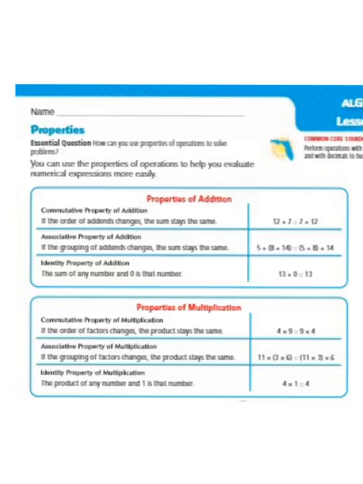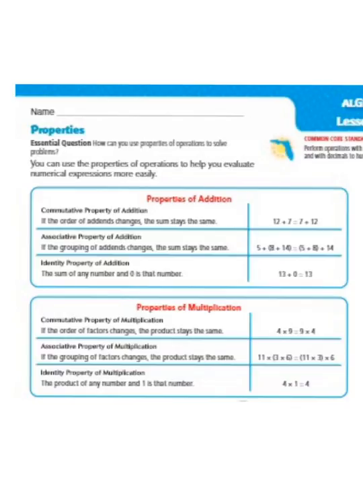And then we have the identity property of addition, and that is the sum of any number and 0 is that number. For example, anything that we add to 0 is always going to equal that other number. As we can see, 13 plus 0 equals 13.